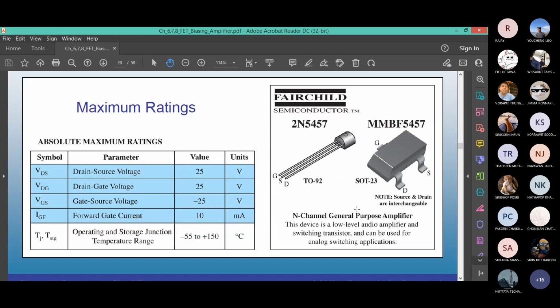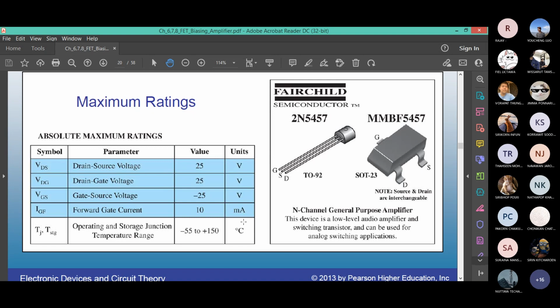There are also maximum ratings from different terminals, from drain to source. Here it says 25 volts. Drain to gate, if you try to apply a voltage, 25. Gate source voltage, it cannot go more than minus 25 volt. That is the limit here. And forward gate current, IGF, 10 milliamp.